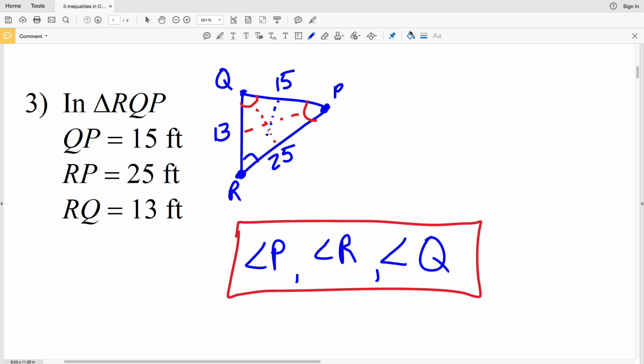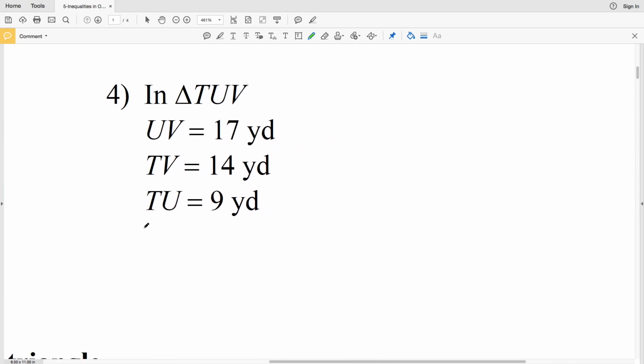However, quickly I want to note that since we have triangle RQP, RQ was the smallest side, and the angle that's smallest is directly across from RQ. However, looking at our picture, RQ, the point left out is P, and that's the vertex of the angle. So from this, since we have triangle RQP and P is missing, we know that P is that angle. So P is the angle opposite RQ, Q is the angle opposite RP and the largest, and then R is the angle opposite QP. So we can solve this without drawing a diagram. Let's do that in number 4.